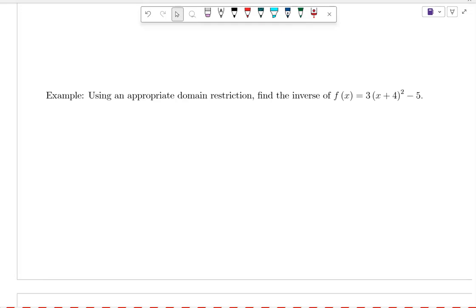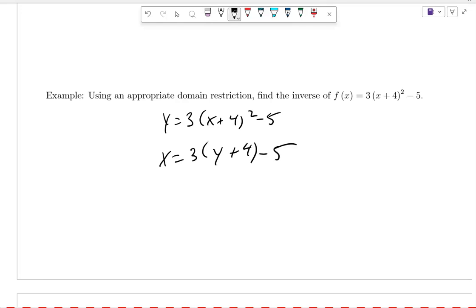This says using an appropriate domain restriction, find the inverse. Let's just see if we did this blindly and see what problem pops up, and then talk about what the domain restriction has to be. If we didn't check first that this wasn't one-to-one, the first thing you would do is swap the y and the x. Good. That's exactly what we do. So again, if I equate my f of x with y, first step would be swap your x's and y's around.